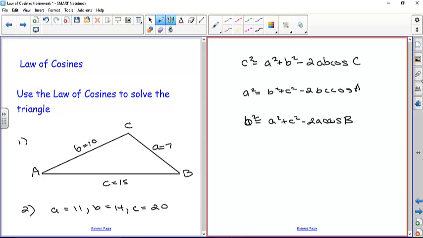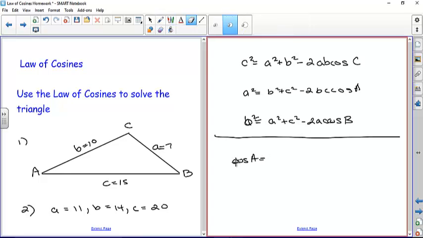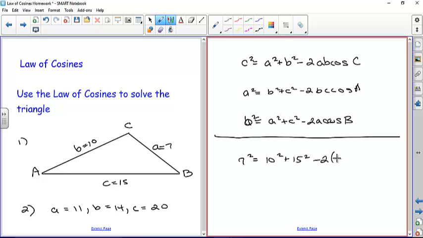So again, it doesn't matter in this case which one we want to solve for first. So let's just start with A. I could solve for the cosine of A, but I guess you would probably feel better with me just plugging in the numbers. So let's just do it. A is 7, so I'm using this equation: 7 squared equals B is 10, C is 15, 10 squared plus 15 squared minus 2 times 10 times 15 times the cosine of angle A.